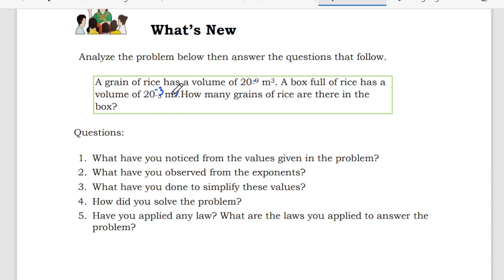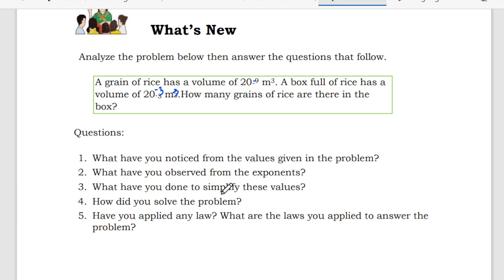So how many grains of rice are there in the box? Okay. So what are you going to do? What have you noticed from the values given in the problem? Then what have you observed from the exponents?